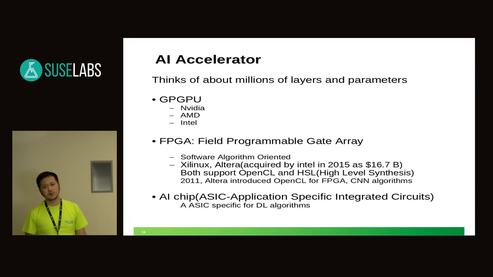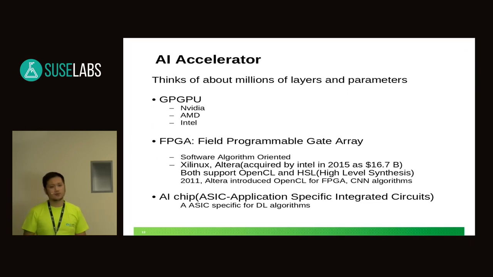And that's also the reason why GPU is widely used in AI or deep learning today. But still, the task there is obvious. There are definitely other options. All roads lead to Rome. So it comes to FPGA, field programmable gate array.